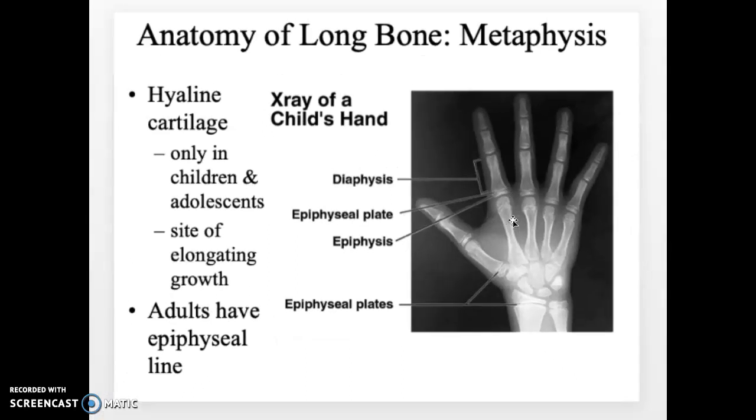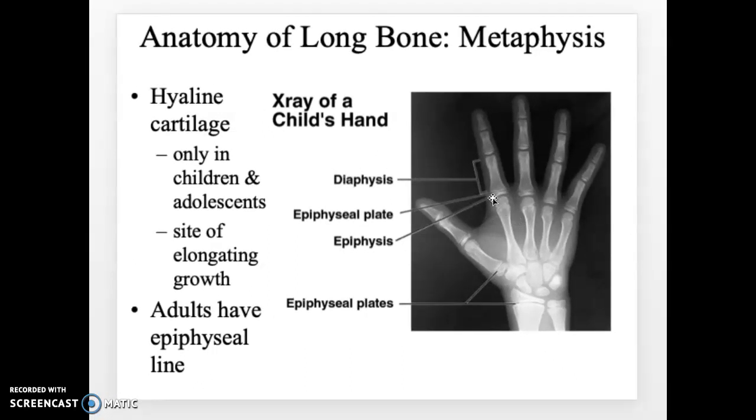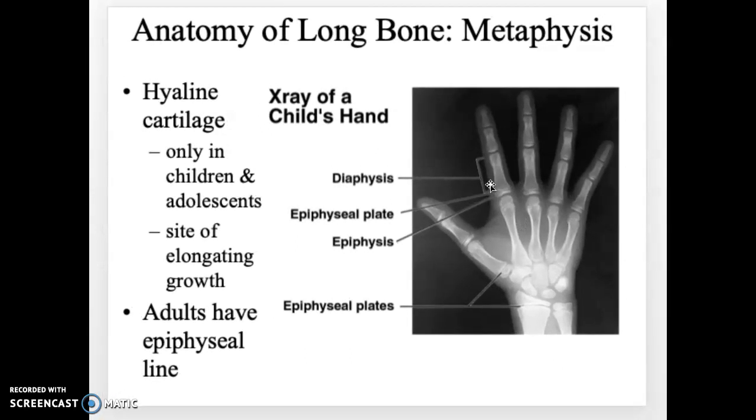It's not bone yet, so on an x-ray it looks like a black line. This is where there's cartilage. That's the hyaline cartilage. That is where bone elongation will happen. In an adult, if you looked at the same x-ray, there would just be a line here. This indicates to us that this child is still growing because there's still that space there.